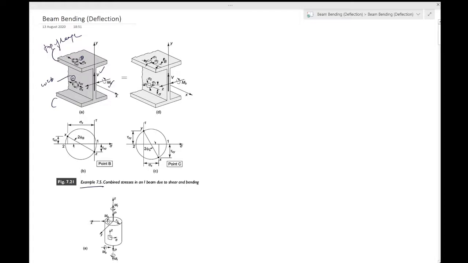So apart from the bending stress sigma xx, the nature of the shear stress at the web and the flange will be different. On the web it is tau xy, and on the flange it should be tau xz. So tau xz.